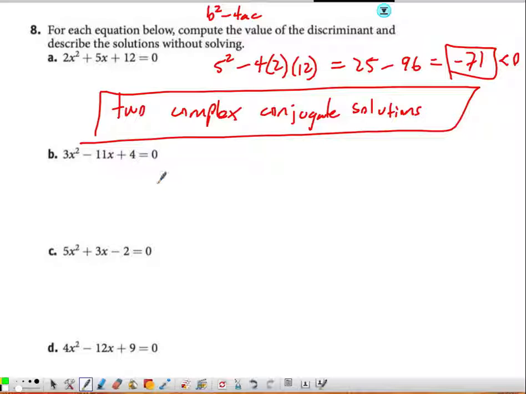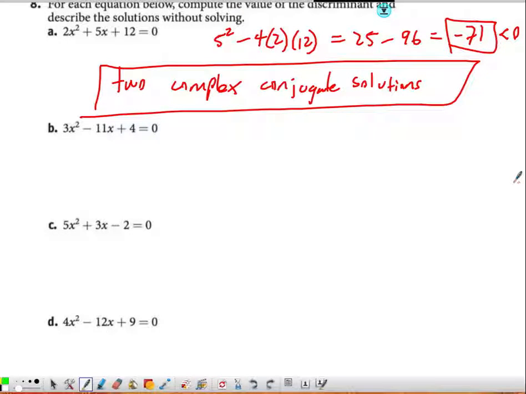And that's why the discriminant is important. So I leave it to you to finish number 8.